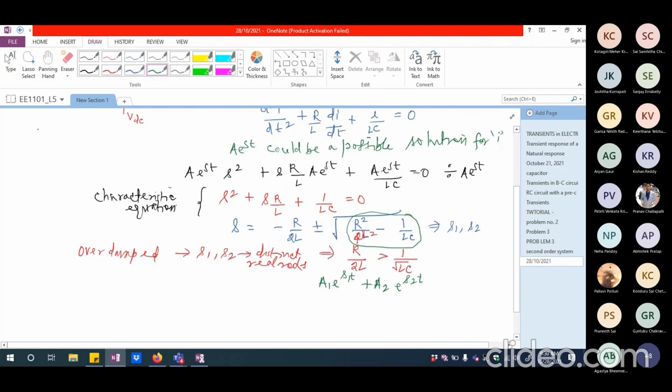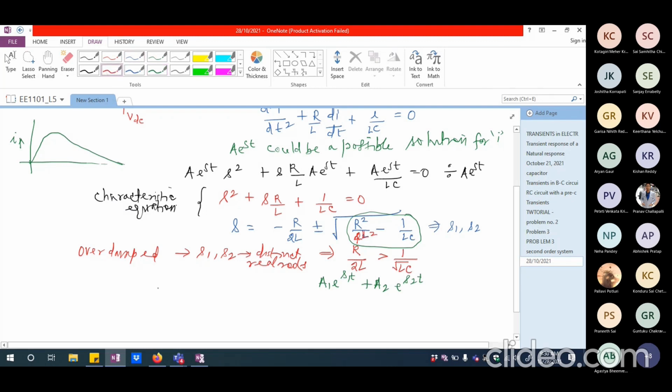Generally, the response for this would be in such a way that if we are looking at the current, it might start from 0, if the initial condition is 0, of course, and it might reach a particular value and then die down eventually. This is the way it is going to be. So this is essentially the kind of response we would see for over-damped system.